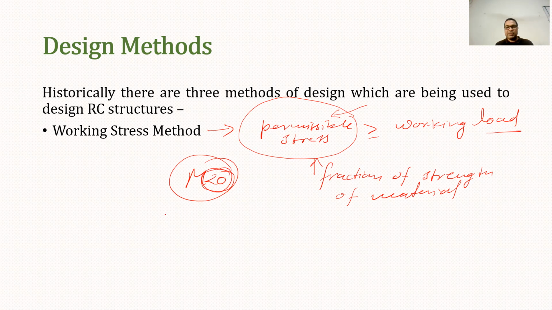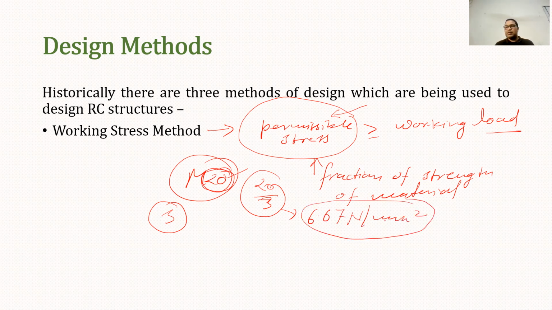That is done using the safety factor. In the working stress method, we generally use a safety factor of 3 for the concrete. So if we divide this 20 by 3, we get the fraction as approximately 6.67 Newton per mm square. This is the permissible stress, and it should be more than or equal to the working load that is coming on the building. So basically, this is the concept that we follow in the working stress method.